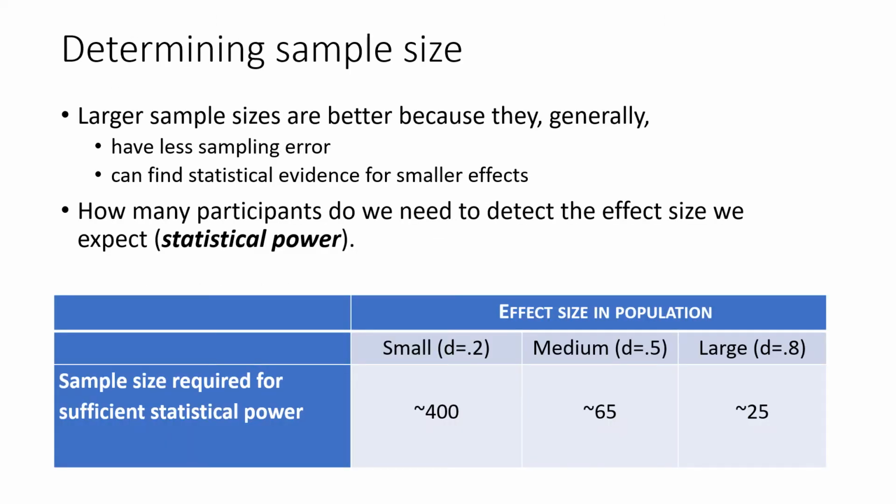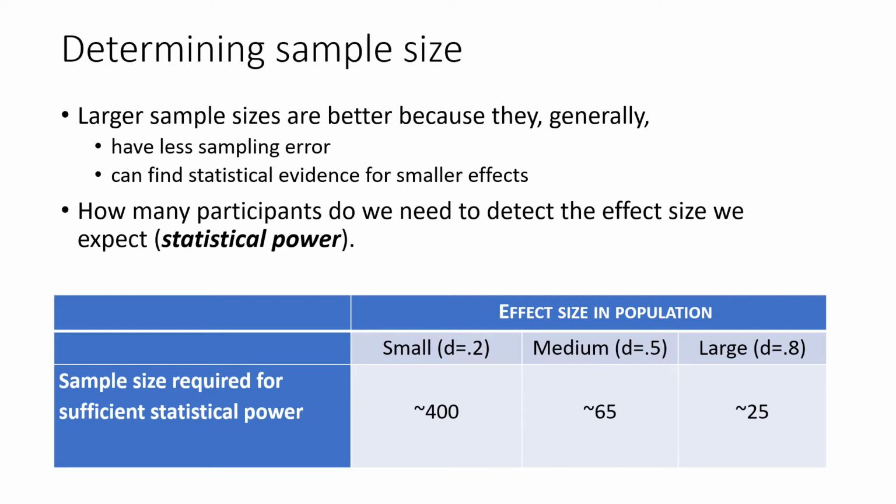One of the important decisions you have to make when you're conducting your own research is determining the sample size that you're going to need. Generally, larger sample sizes are better because they have less sampling error. They have a better ability to detect statistical evidence. And that's another way of saying they have more statistical power.